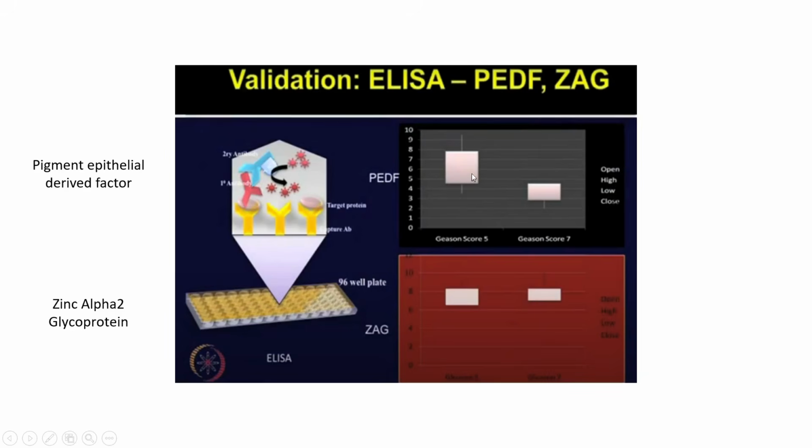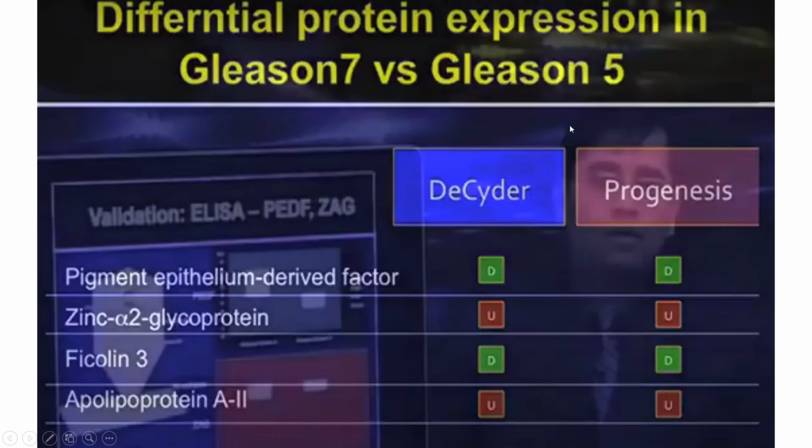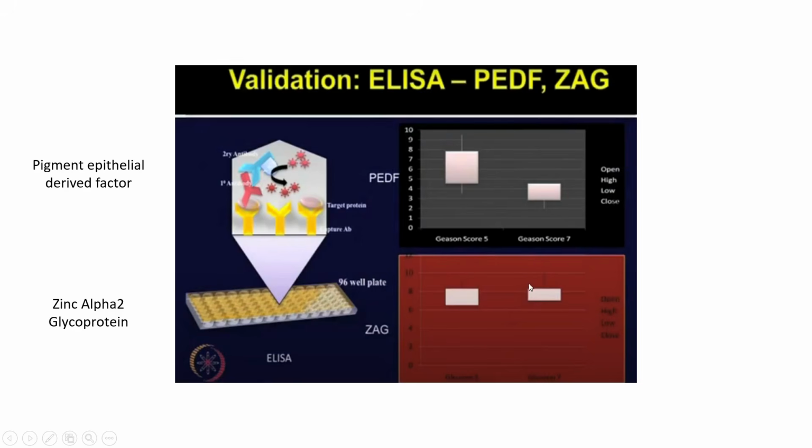So this is how they found that it is very high, whereas the other protein, although it showed upregulation in Gleason 5, was not major. There was not a major difference between them. So they figured out that this is the protein which can act as a potential biomarker compared to the other protein.